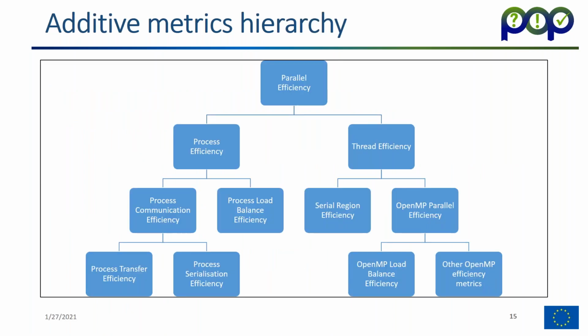So this method then allows us to define a metrics hierarchy where we split parallel efficiency into process and thread efficiency. We split process efficiency into process communication and load balance efficiency, and communication efficiency is split into transfer and serialization efficiency. And thread efficiency is split into serial region efficiency and OpenMP parallel efficiency, and the OpenMP parallel efficiency can be split further.